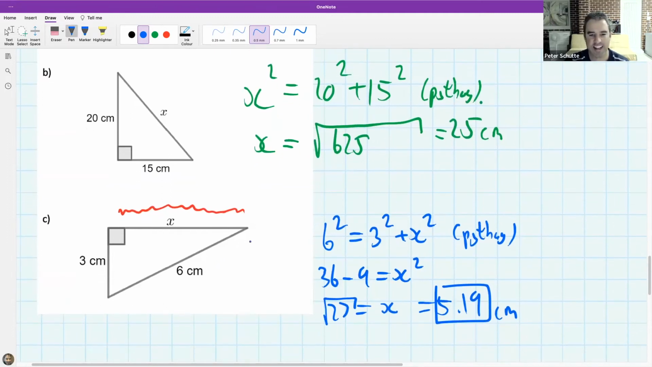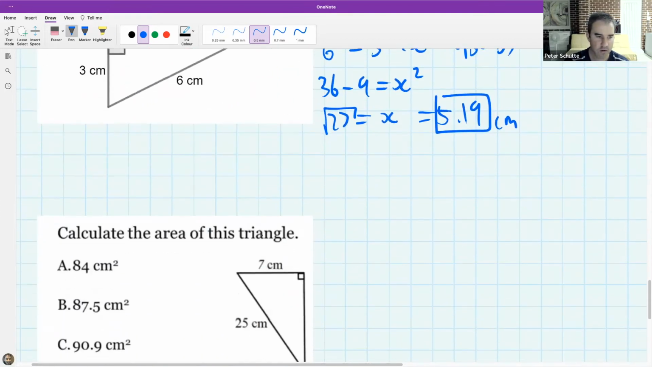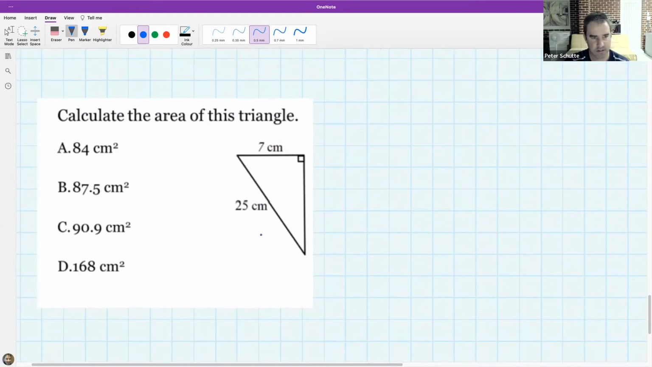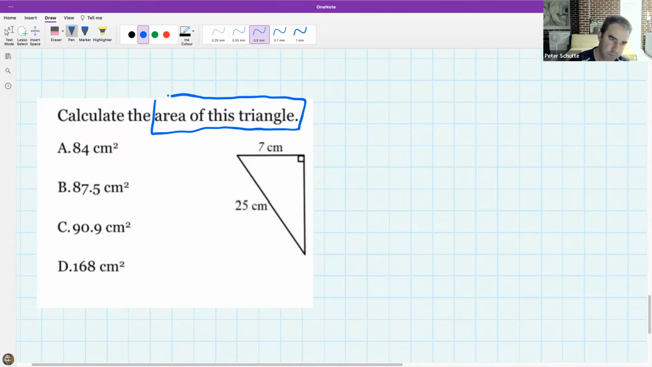Let me give you a slight variation of a Pythagoras question. Here it says in this question, calculate the area of this triangle. Now, it gives you 4 different options. Now, in order to do this question, you actually need to know a formula for the area of a triangle. Does anybody know what the formula for the area of a triangle is? Because that will help you. Maybe you can unmute yourself and come on the line and just tell us.